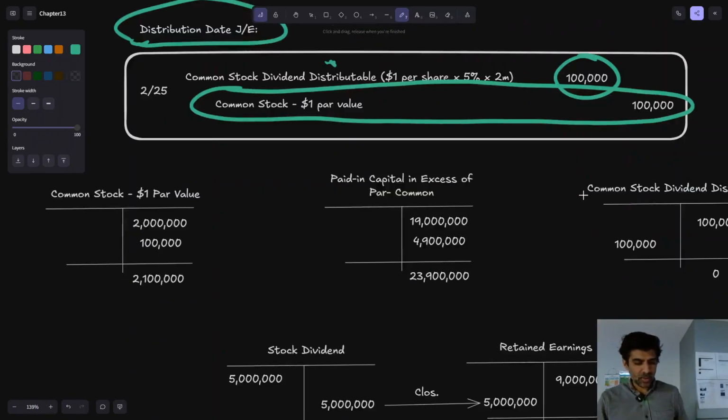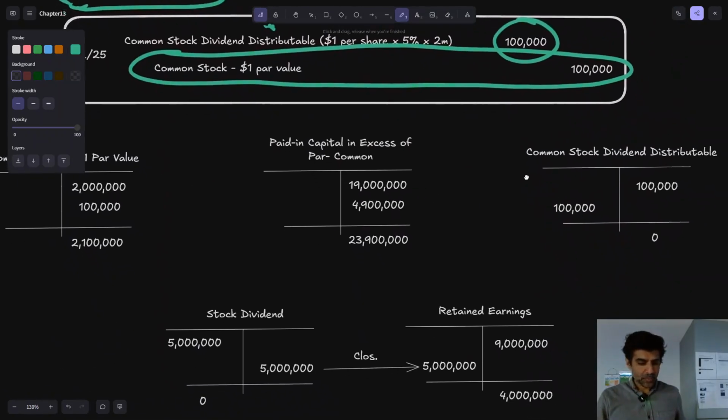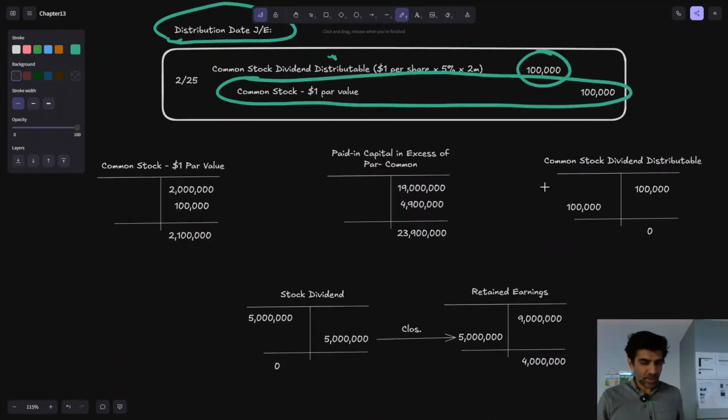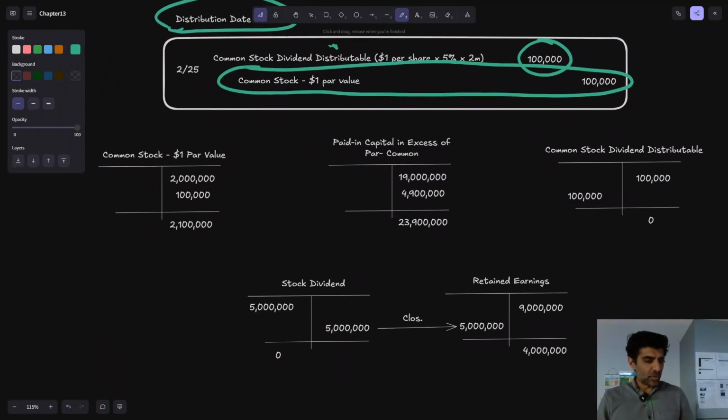Just to see what the T accounts look like, we started off with these 2 million shares. We issued 100,000 more. So this is the par value of all the shares that have been issued and outstanding.